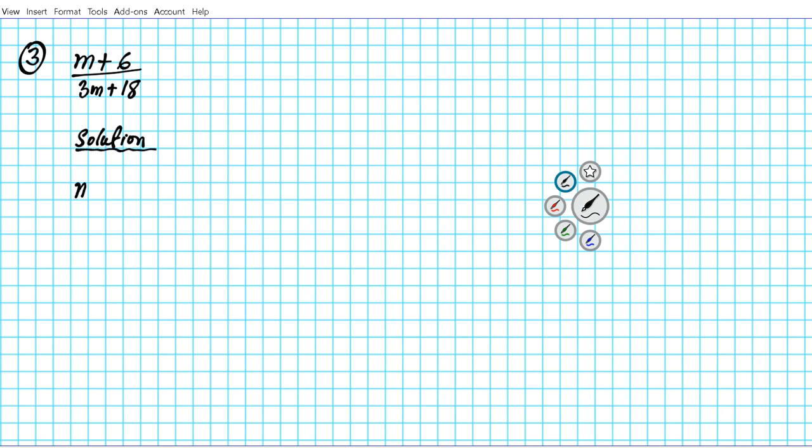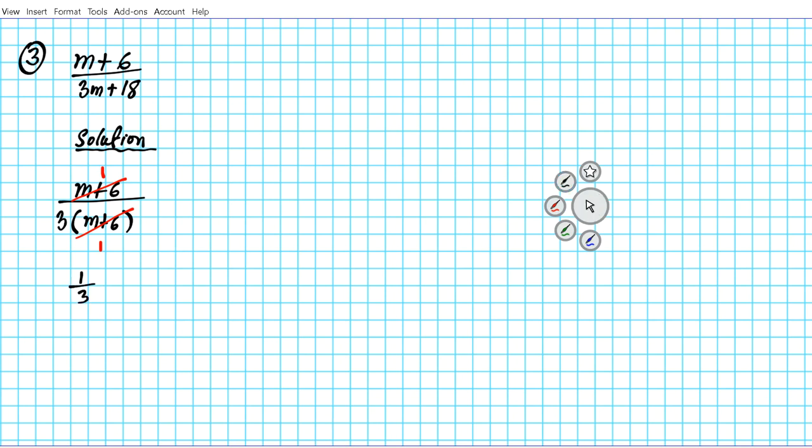So what you do is you factor the numerator and the denominator. In the numerator, nothing can be factored out, but in the denominator, you could factor out a 3. And when you factor out a 3, you're left with m plus 6. Okay? So you see what's common in the numerator and the denominator is the quantity m plus 6. So you divide that out. And then your simplified form will be 1 over 3.